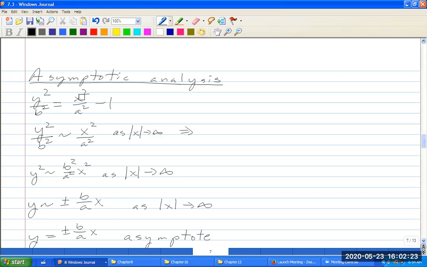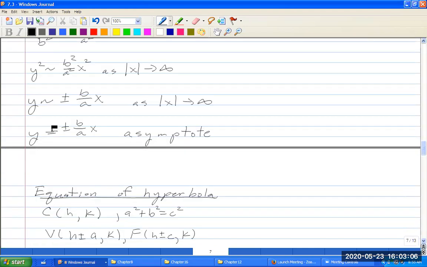As x goes to infinity, this term becomes much, much bigger than the 1. And so we have that y squared over b squared is asymptotic to x squared over a squared as x goes to infinity. Multiplying both sides by b squared, you have that y squared is asymptotic to b squared over a squared times x squared as x goes to infinity. And so y is asymptotic to plus or minus b over a times x.